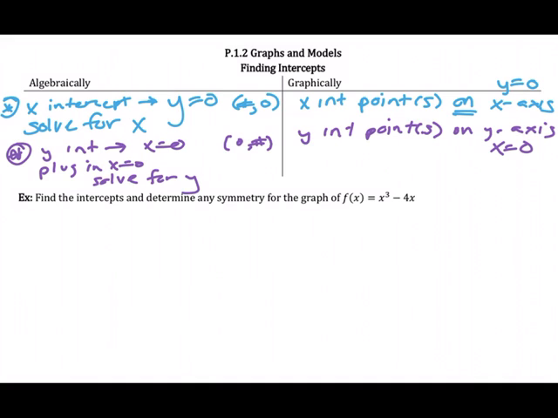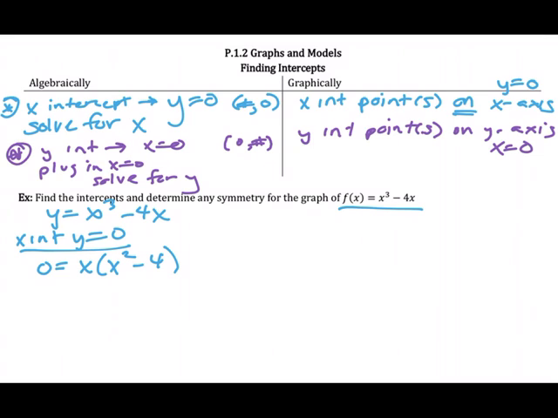Let's go ahead and look at an example here. Let's find the x and the y-intercepts for this function. So I'm going to rewrite this as y equals x to the third minus 4x. And let's go ahead and find the x-intercepts first. That means that we're letting y equal 0. So 0 equals, and I'm going to go ahead and factor out the greatest common factor there. My goal here is to solve for x, and I actually noticed that after I factored out the greatest common factor, this is the difference of squares, so that's going to factor to x plus 2, x minus 2. If you didn't see that, you might need to review factoring a little bit.